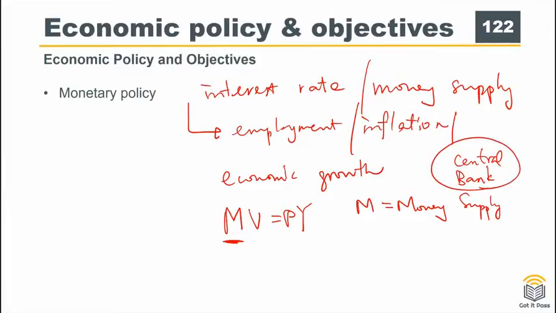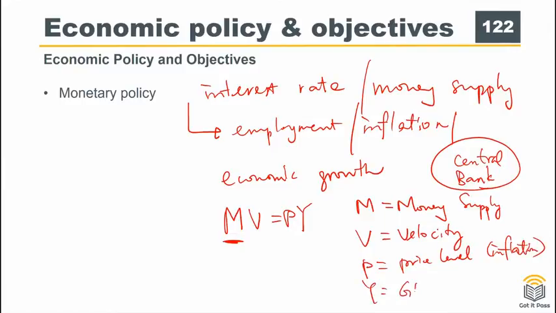For example, the Bank of England is the central bank of the United Kingdom, so it has the right to issue and print money for circulation in the market. V is velocity. It means the money circulation in the market, whether it's fast or slow. P is the price level, so it is the indicator of inflation. And Y is the GDP, the real GDP.